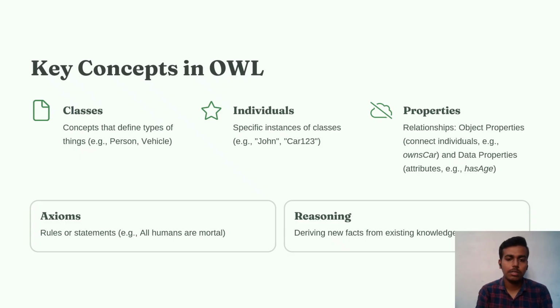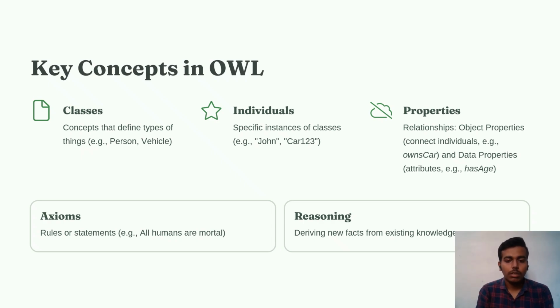Third is properties. This describes relationships. First, object properties connect individuals. For example, John owns Car 123. Data properties connect individuals to literal values. John has age 25. Fourth, axioms. These are logical rules or statements. For example, all humans are mortal or every student is a person.